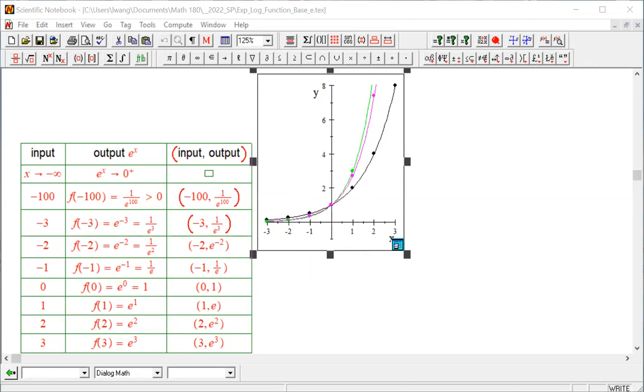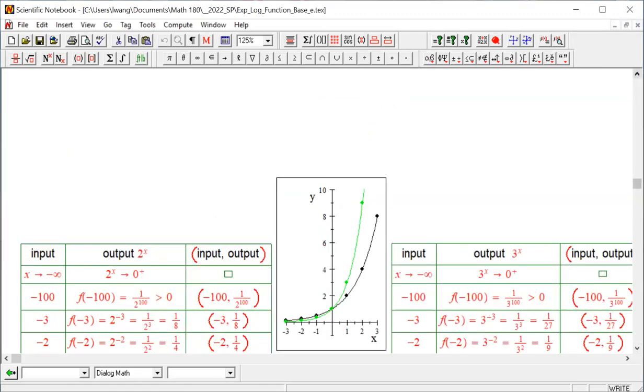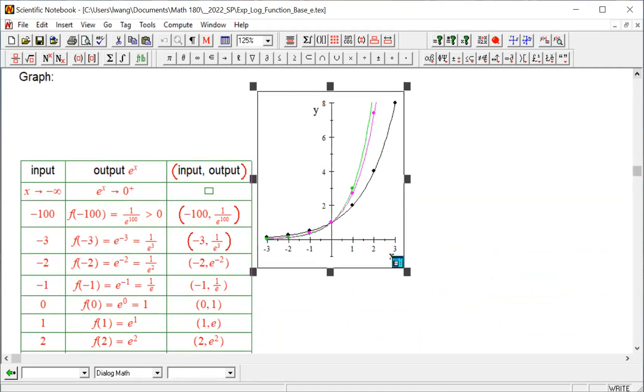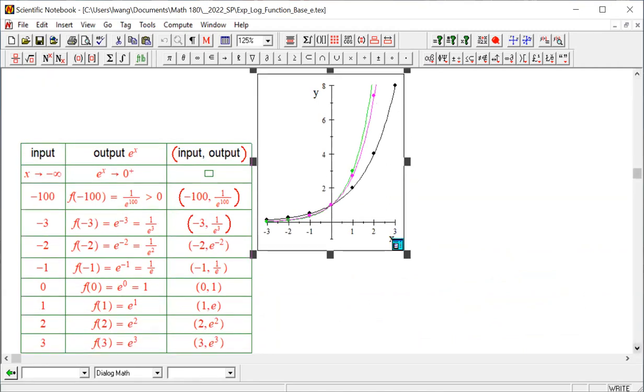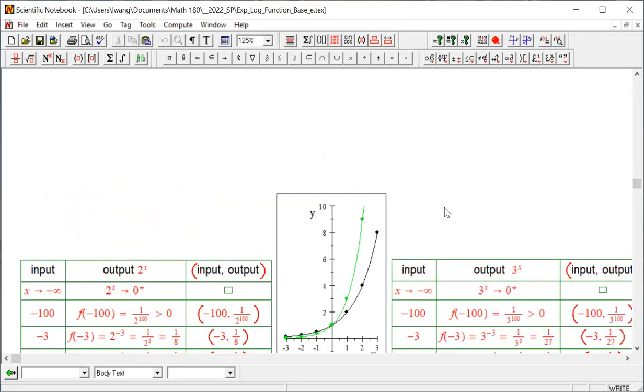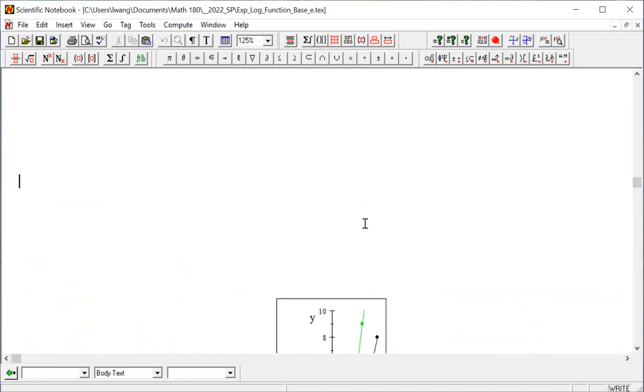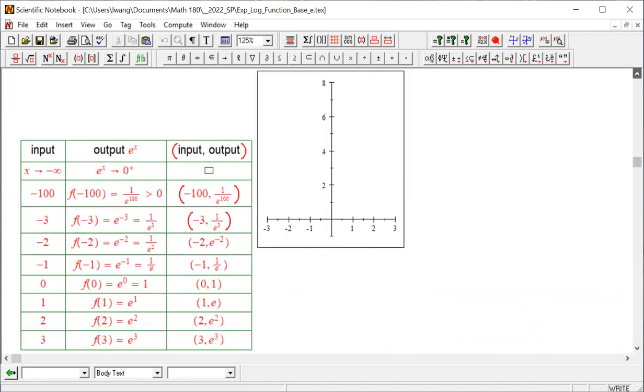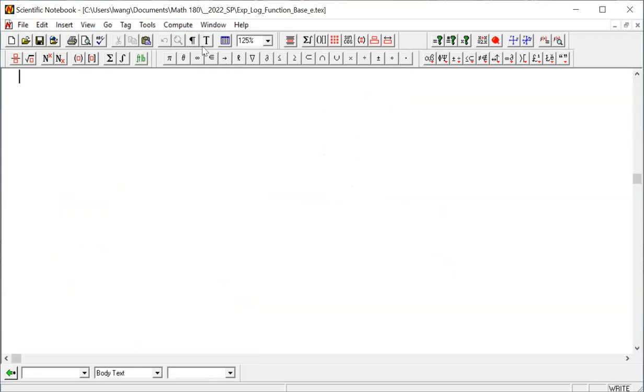And apparently, what else do we know? We'll be asking other questions. Is it one-to-one? Is it increasing? So next, we'll be asking other questions as we used to. Is f of x equals e to the power x one-to-one?